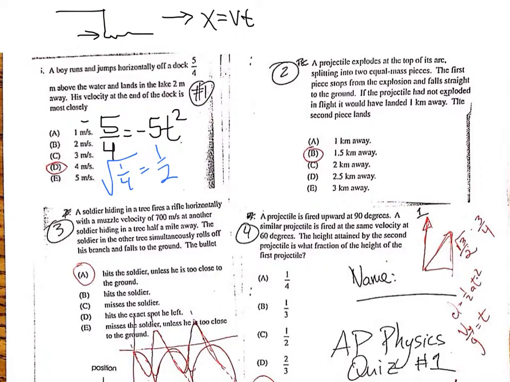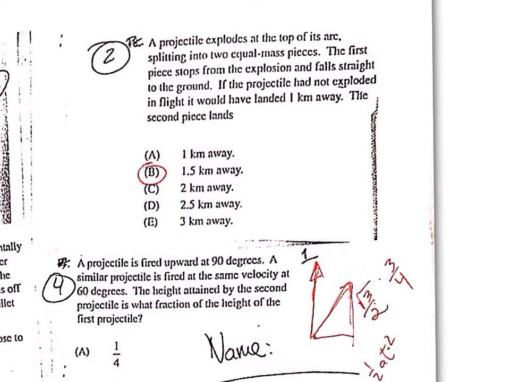2. A projectile explodes at the top of its arc. The first piece stops from the explosion and falls straight to the ground. If the projectile had not exploded in flight, it would have landed 1 kilometer away. Where does the second piece land? So it explodes at the top of its arc, splitting into 2 equal pieces.